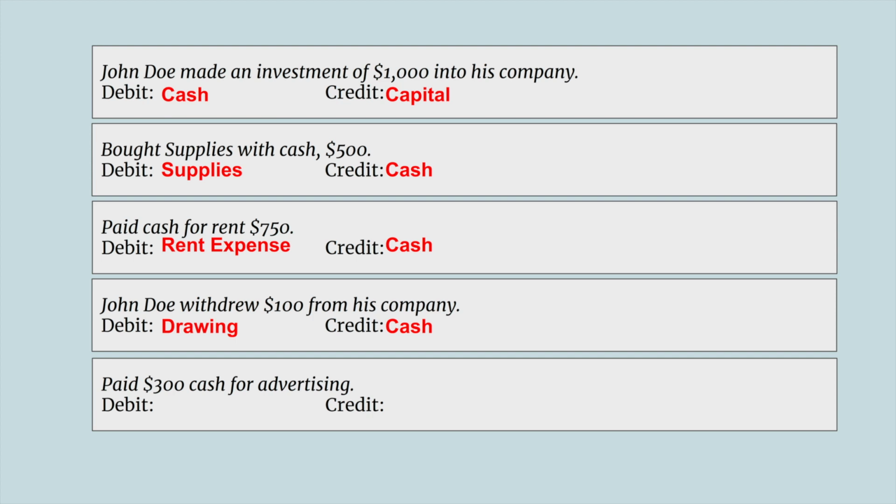And the last one, we paid $300 for advertising. So our advertising expense is going up and our cash is going down. So we are going to debit ad expense and credit cash.